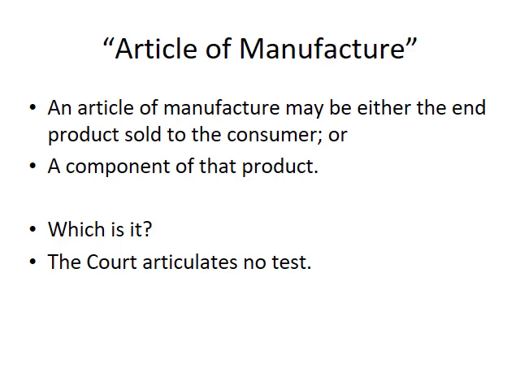So, the article of manufacture may either be the end product sold to the consumer or a component of that product. And, of course, how you define it really makes a big difference. And to my knowledge, and my knowledge may not be complete, the court hasn't articulated a test for that yet.